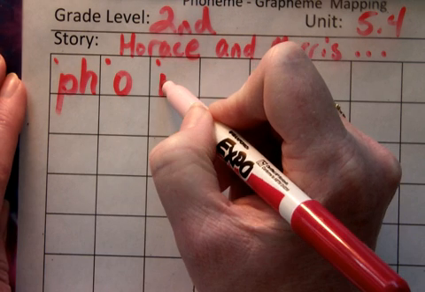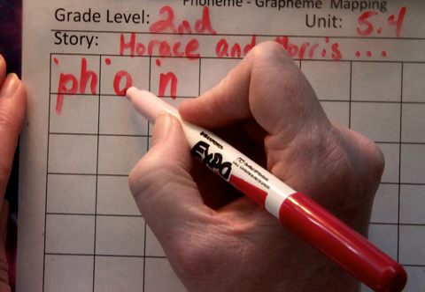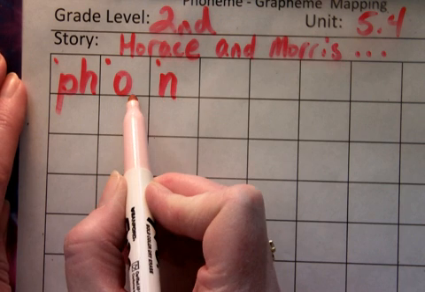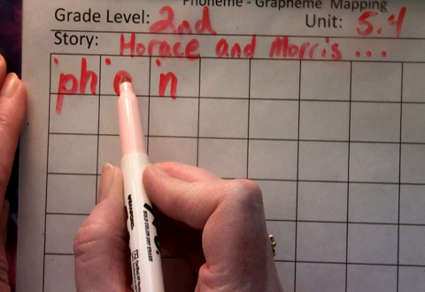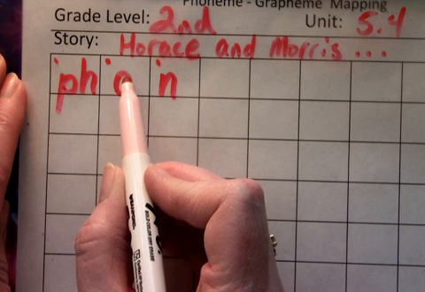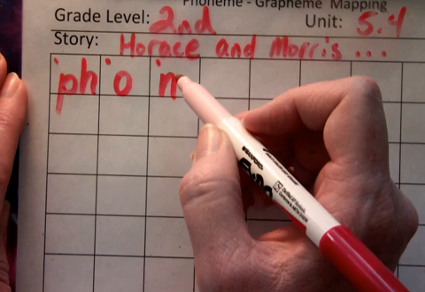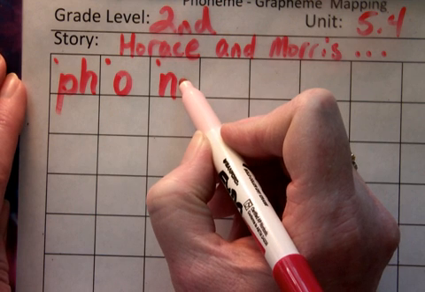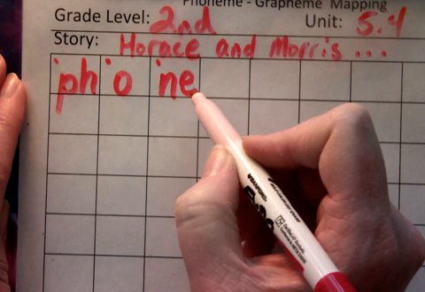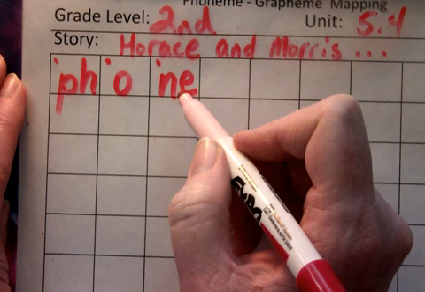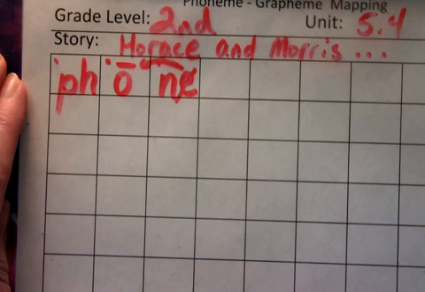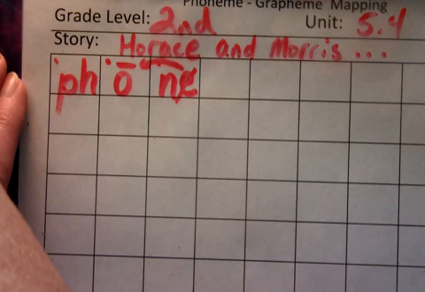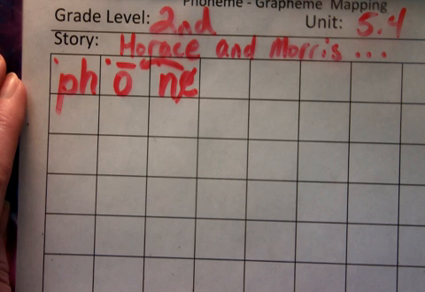N. Now how do we make this a long sound? Because one vowel followed by one or more consonants, the vowel is going to be short. But the word is phone. That's the long O sound. So we need the silent E. The E goes in the same box as the N because the E does not make its own sound. It makes the O say its long sound. So we put the macron on top of the O. Phone.